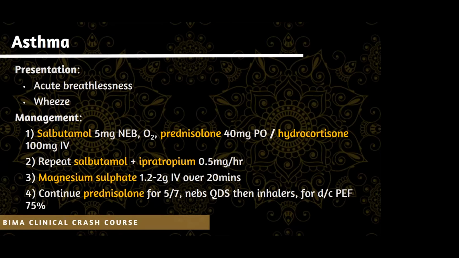Your magnesium sulfate is IV. You give it over 20 minutes. If you've got to this stage, it's probably more like life-threatening asthma than mild or even severe. So you give 1.2 to 2 grams IV over 20 minutes.